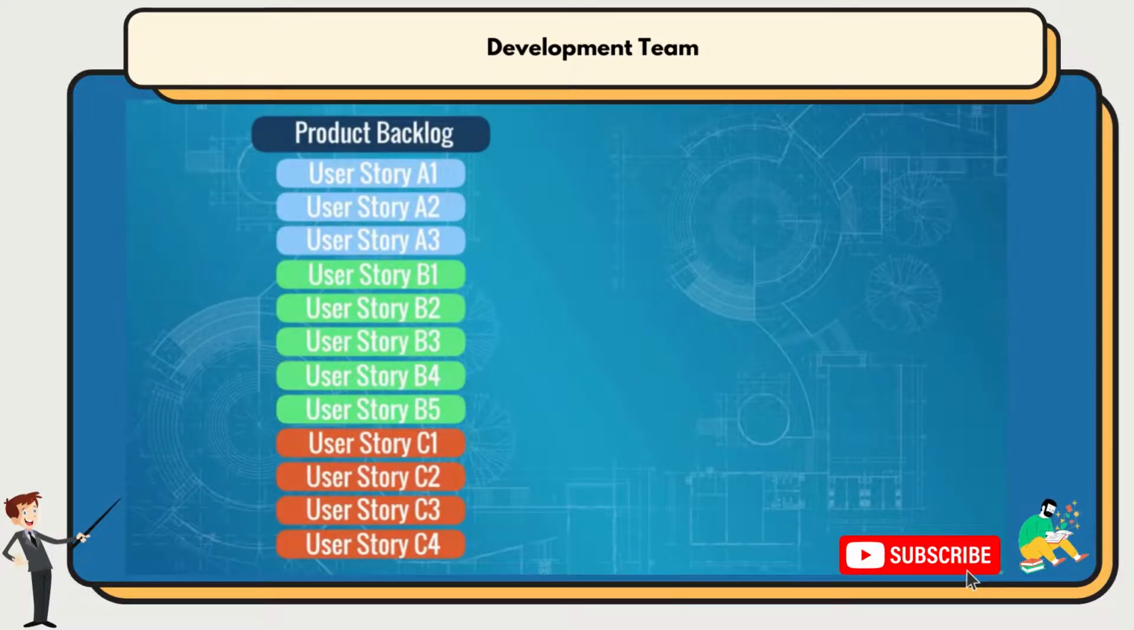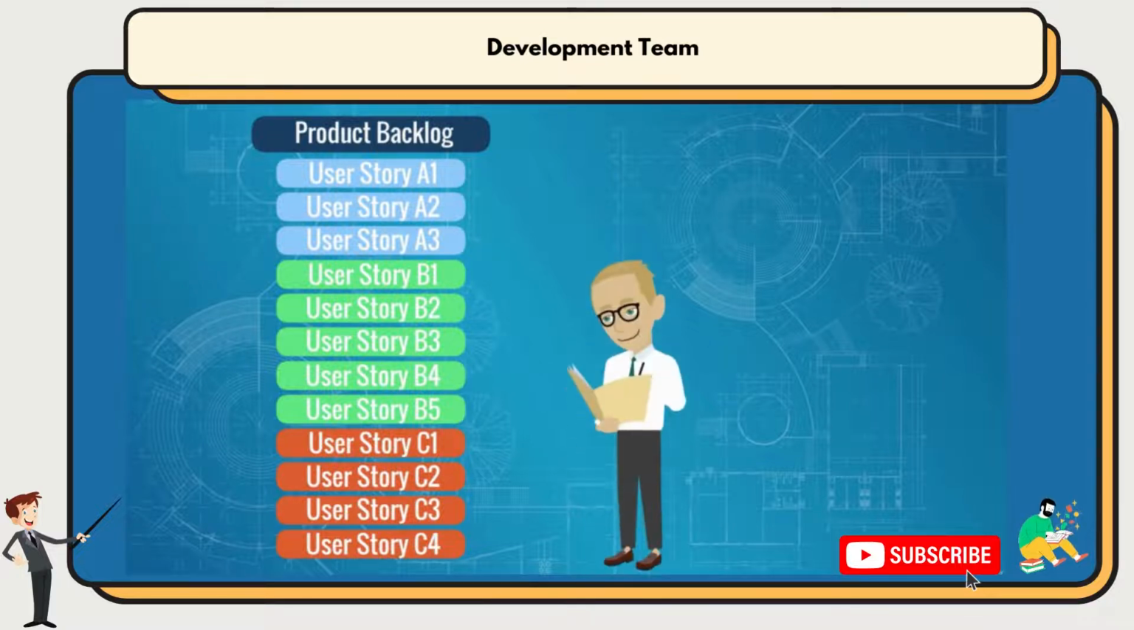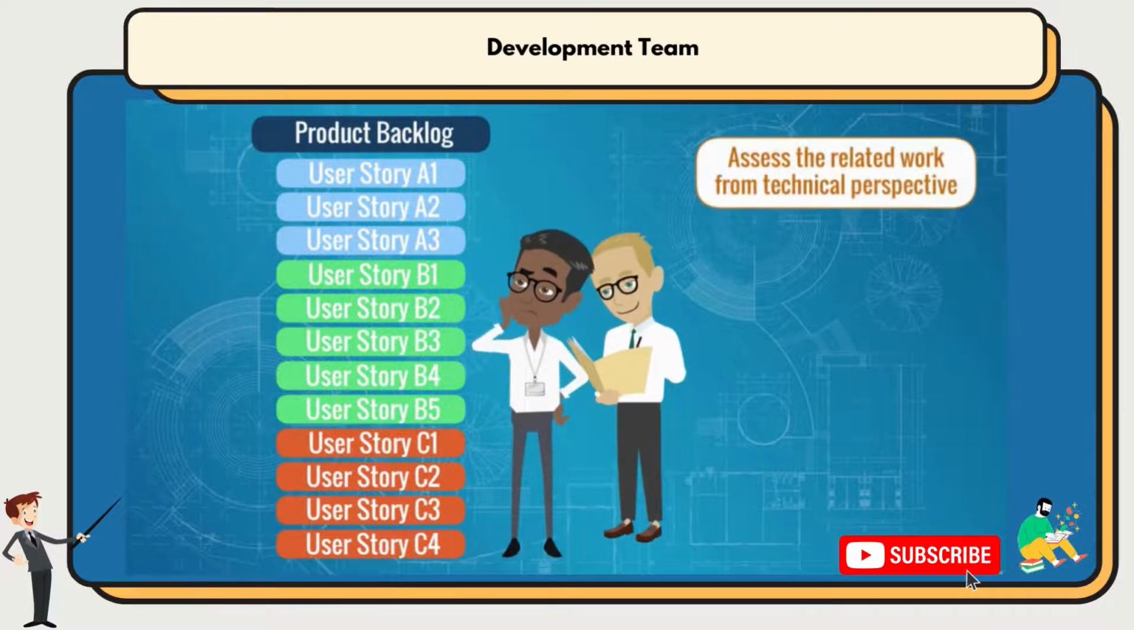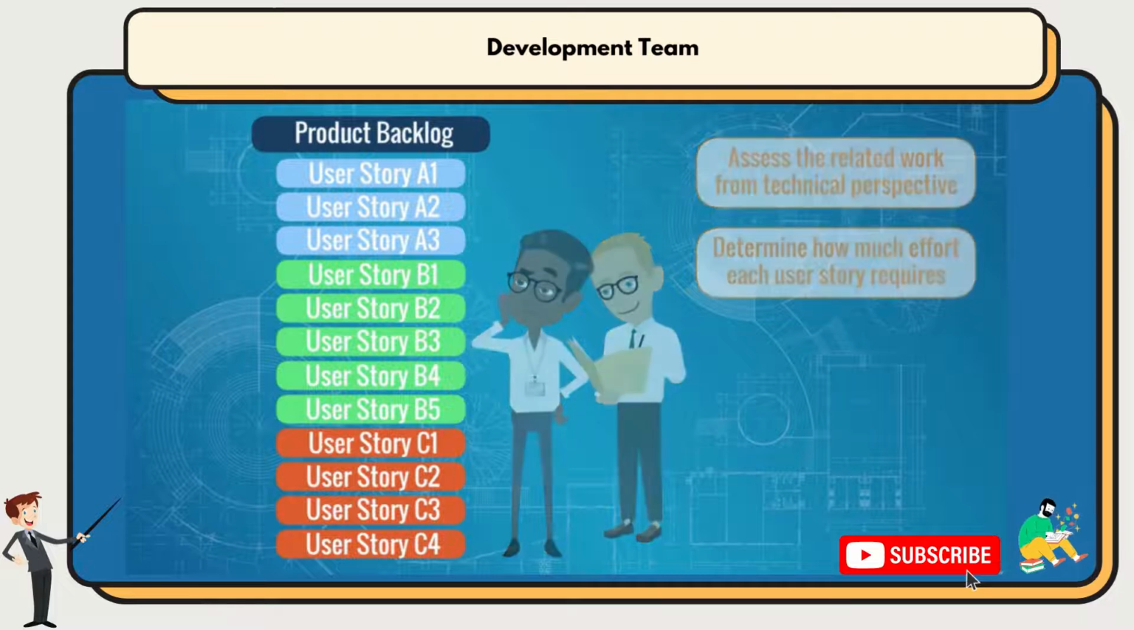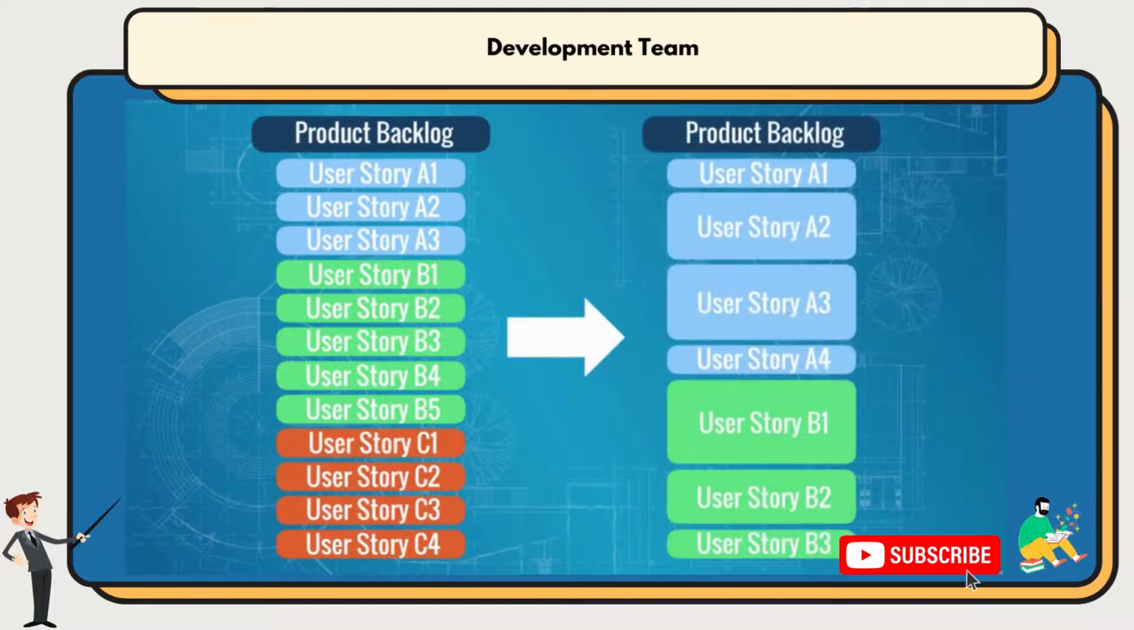After the user stories are generated by the various stakeholders and the product owner has defined the priorities, the development team will need to assess the related work from a technical perspective. They must determine how much effort each user story requires in order to be built. Yes, even if we see them as a list, the different user stories require different amounts of time and effort.